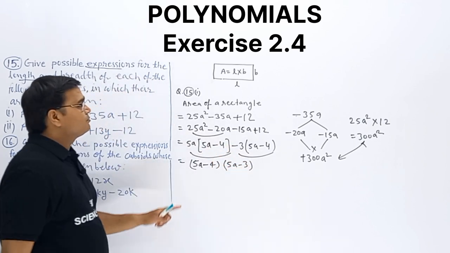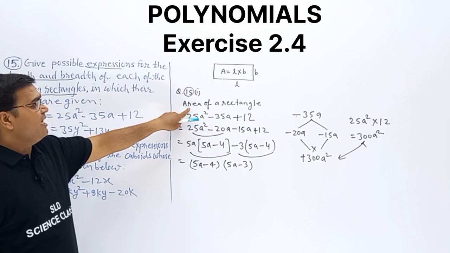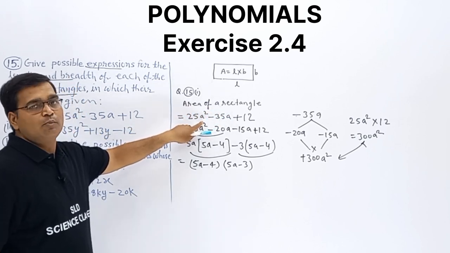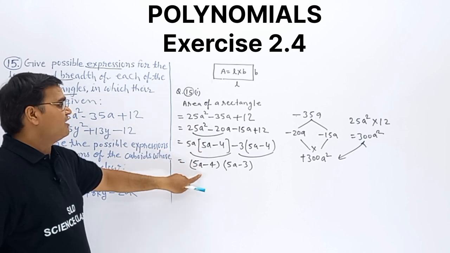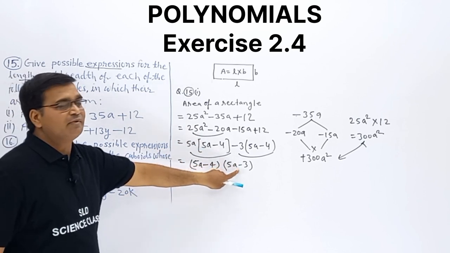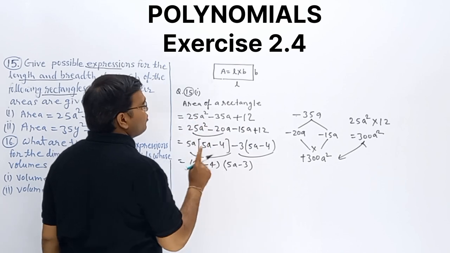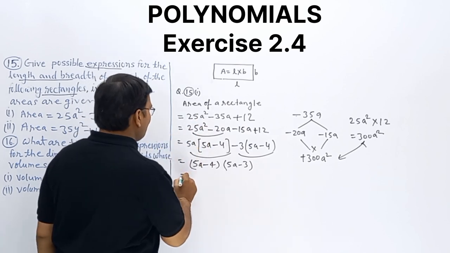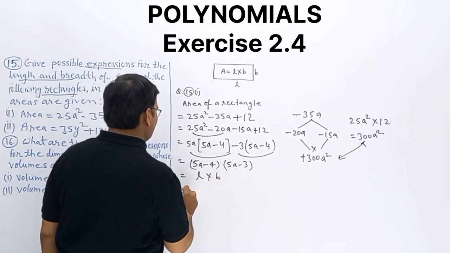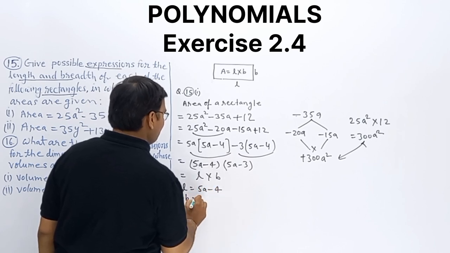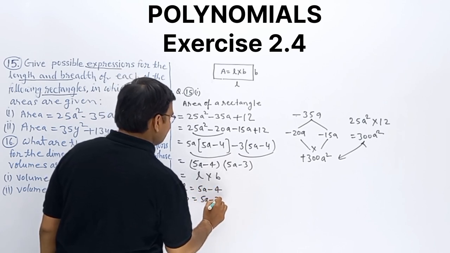So we have the area of the rectangle expression. It is a quadratic polynomial, so it gives two factors: one is this one, another is this one. So we can say area is length into breadth. So length will be 5a minus 4, and breadth will be 5a minus 3.